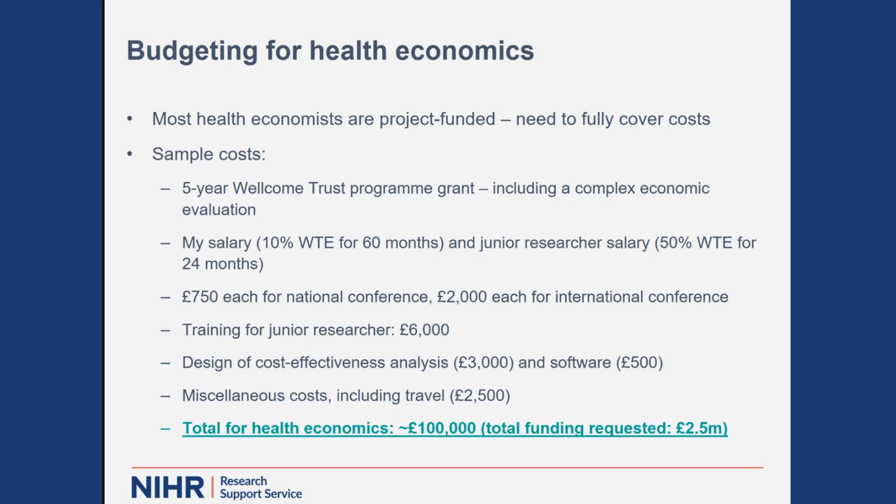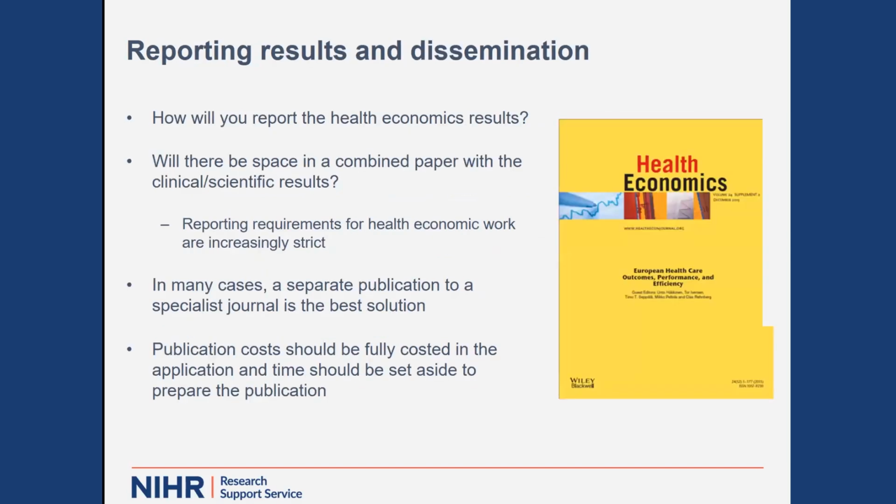evaluation. You want to think about how you're going to report and disseminate your findings. It's likely that you'll probably have a separate paper for the health economics compared to the clinical results, just because there isn't space to adequately describe the methods and results in enough detail if we try and do both in a single publication. But sometimes that's the case. And obviously we need to consider where publication costs will come from.